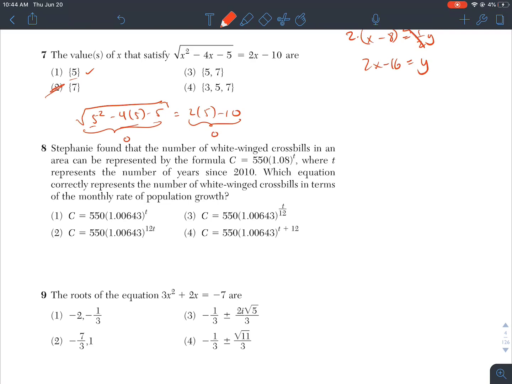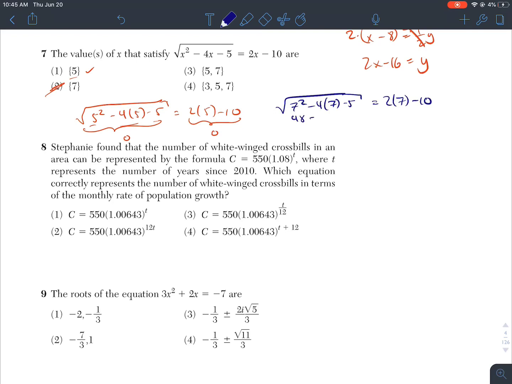So we get square root of 7 squared minus 4 times 7 minus 5 equals 2 times 7 minus 10. This is 49 minus 28 minus 5, so that's 21 minus 5. That's the square root of 16 equals 14 minus 10. That looks good. We're going to get 4 equals 4. So 7 also works, so we can eliminate this one because 7 works.